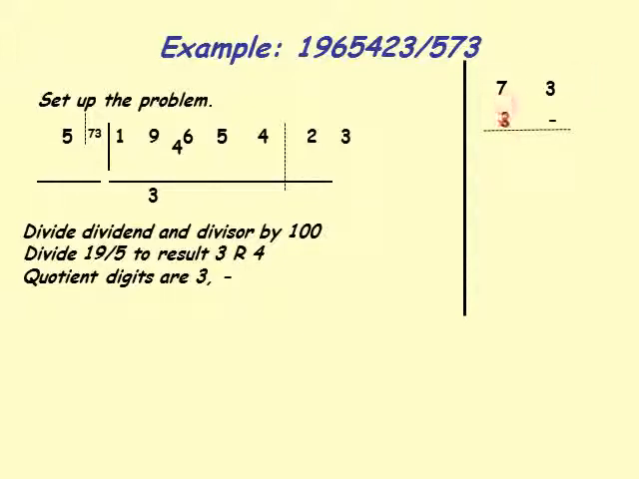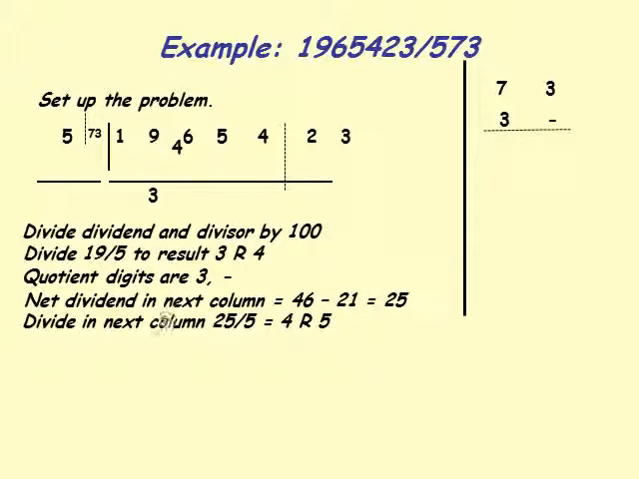So adjustment is 7 times 3 is 21. Net dividend next column is 46 minus 7 times 3, which is 21, and 46 minus 21 is 25. So 25 divided by 5, we use 4, remainder 5. Same reasoning: if I use 5 remainder 0, I would be getting negative in the next column. So 4 remainder 5, and that's what we call altered remainders.